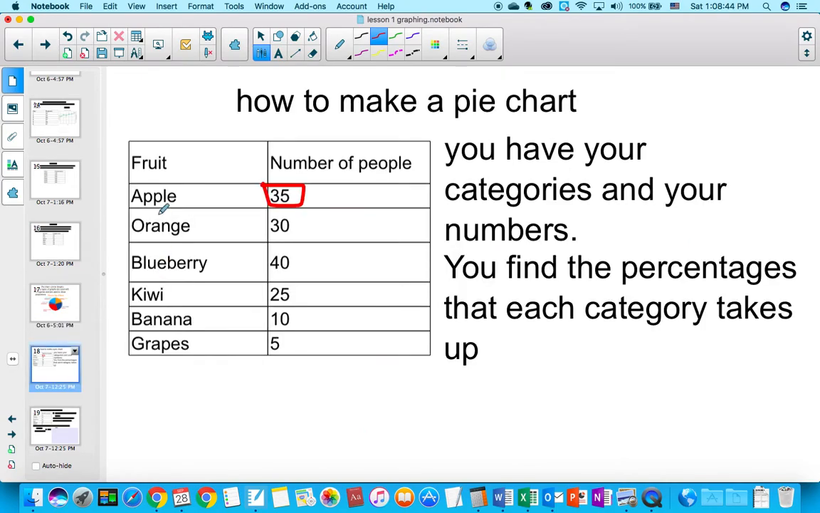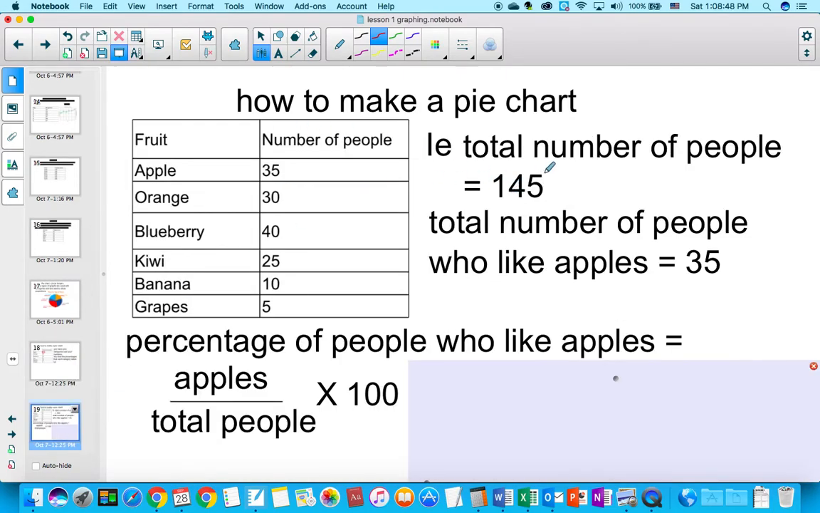So apples, 35. Okay, what is that as a percent? Well, first, step one, you need a total. You need to find the total number of people in the set of data. So you just add up 35, 30, 40, 25, 10, and 5. You add them all up, you get 145. Then you look at the category you want to find the percentage of. The total number of people who like apples is 35.